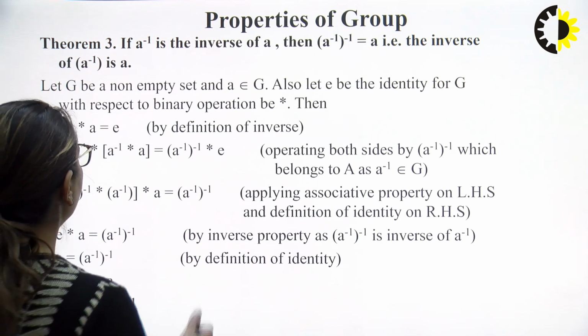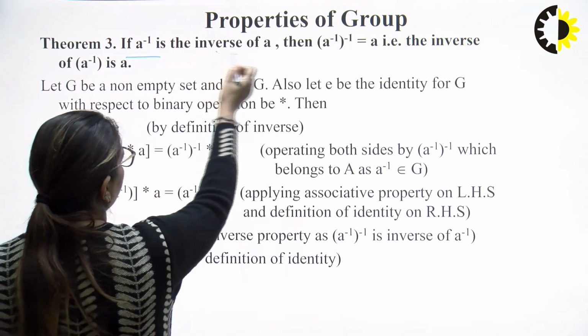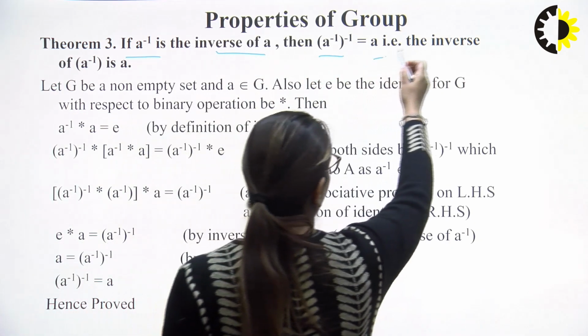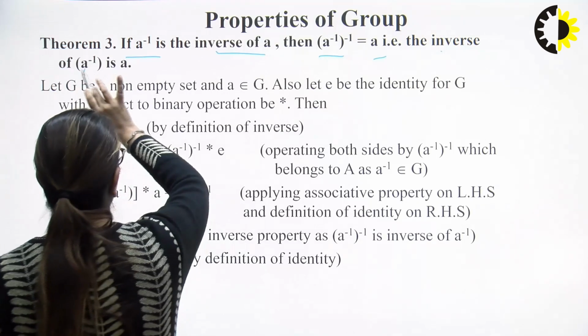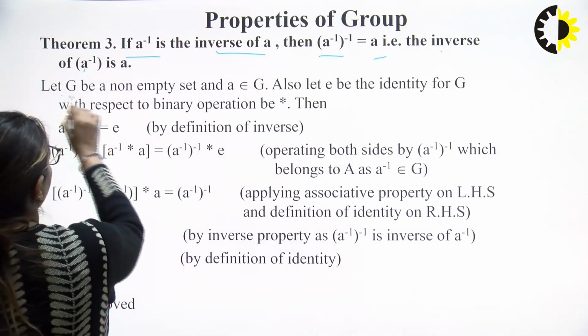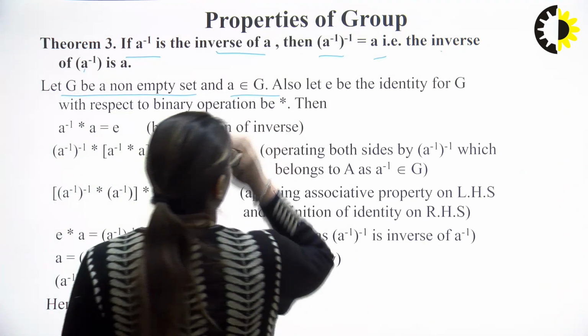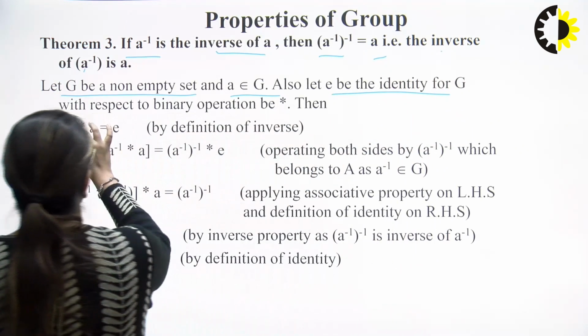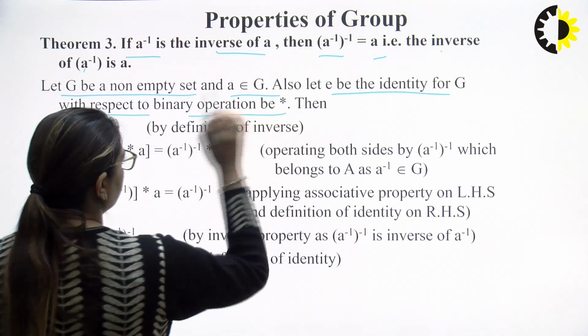Now, if A inverse is the inverse of A, then the inverse of A inverse is equal to A. That is, inverse of A inverse is equal to A. We have to prove this now. Let G be a non-empty set and A will belong to G. Also, let E be the identity of G with respect to the binary operation star.